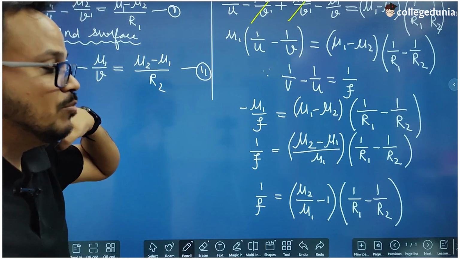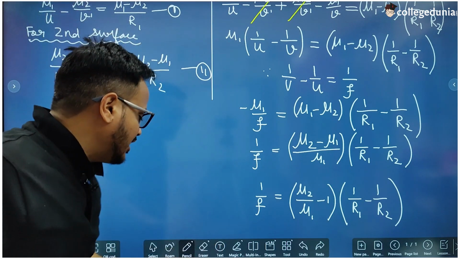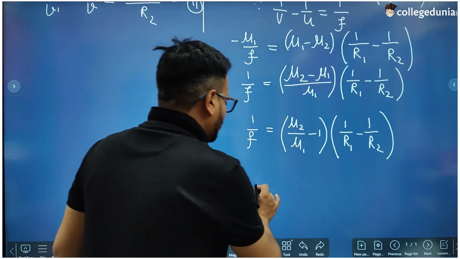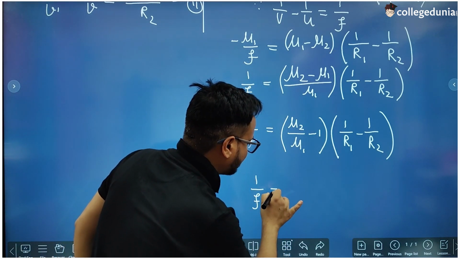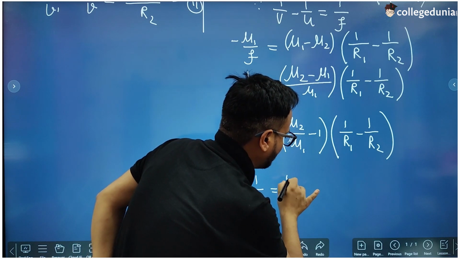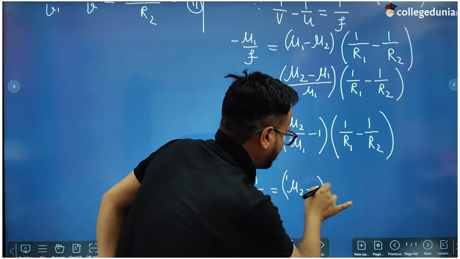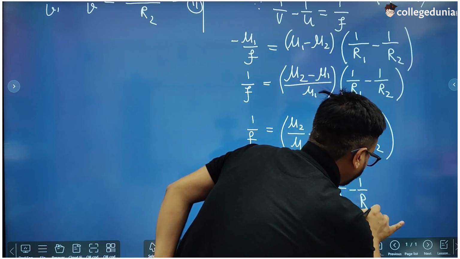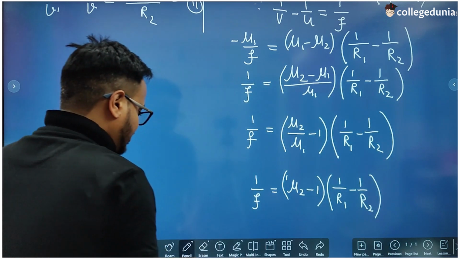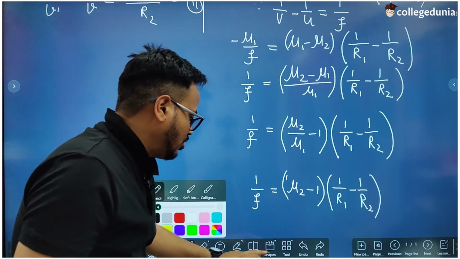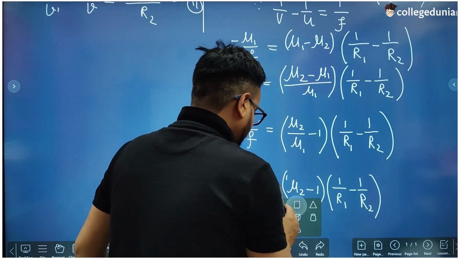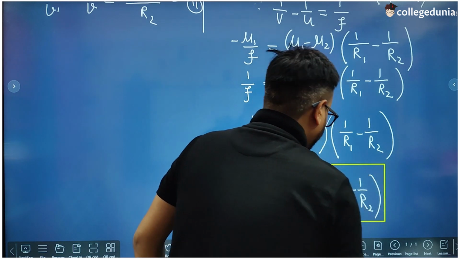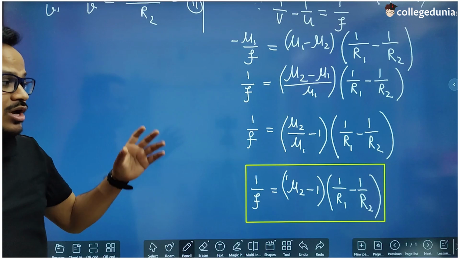And we all know that mu2 by mu1 is nothing but the refractive index of medium 2 with respect to medium 1. So we can write this as mu2 with respect to 1 minus 1 into 1 upon r1 minus 1 upon r2, and this is the Lensmaker's formula.